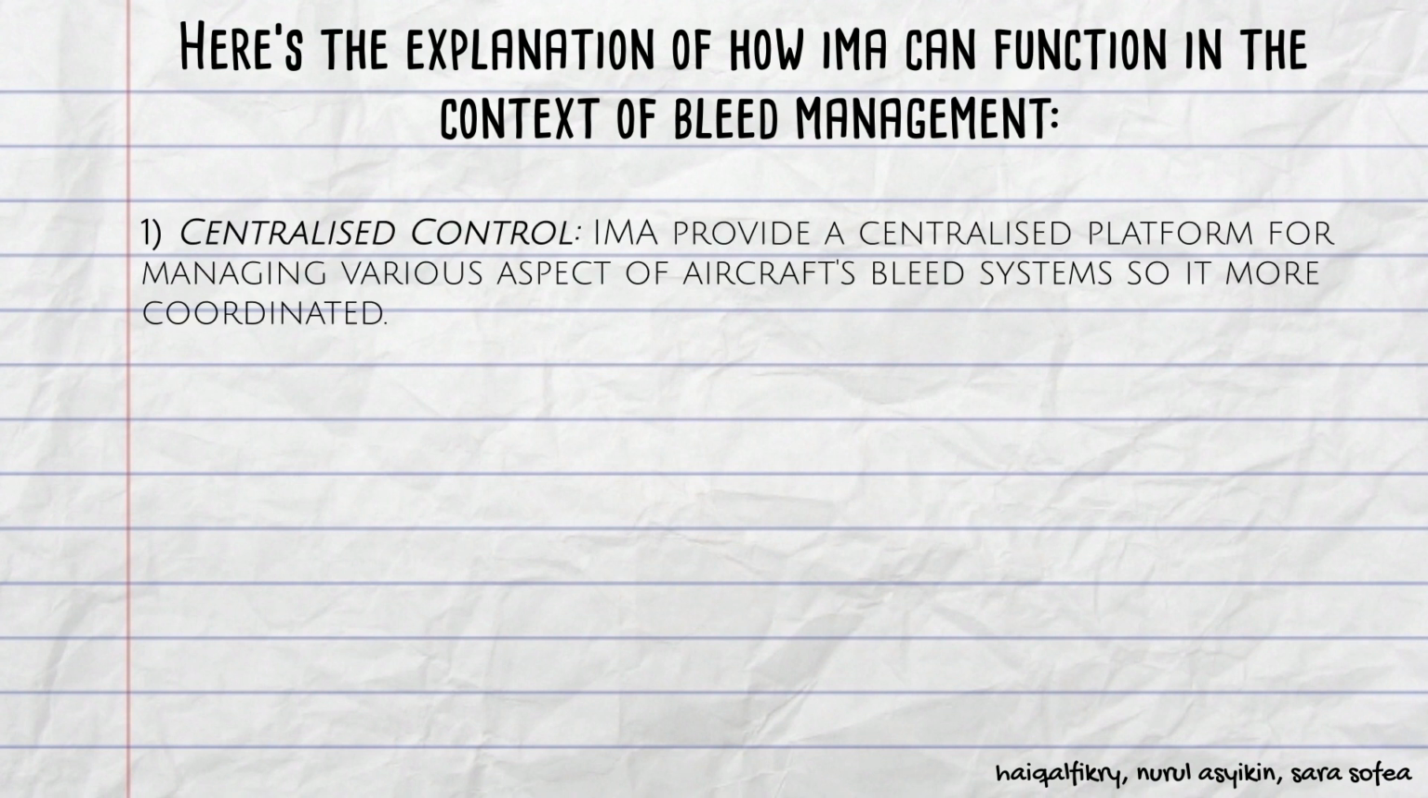Firstly, IMA provides centralized control, which means it offers a single platform for effectively managing various aspects of the aircraft's bleed system. This centralized control ensures more efficient and coordinated control of bleed air across different systems.